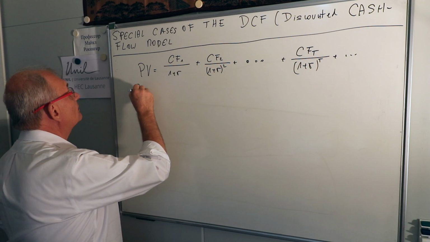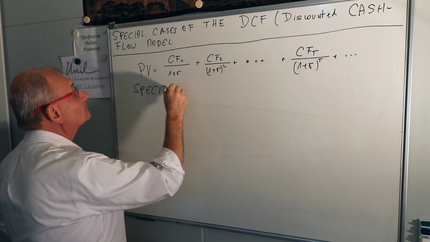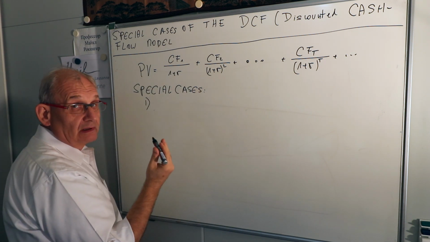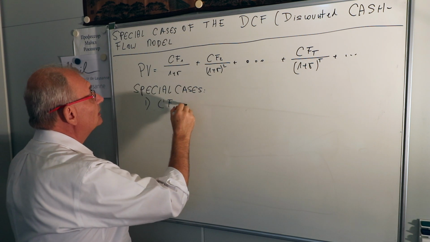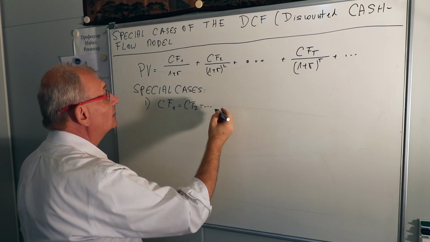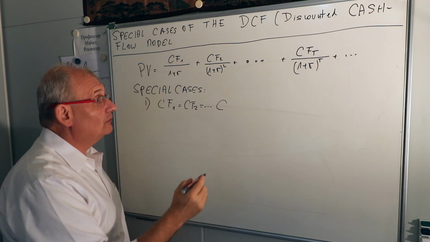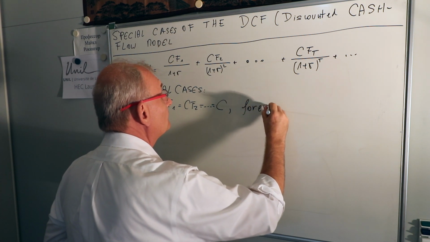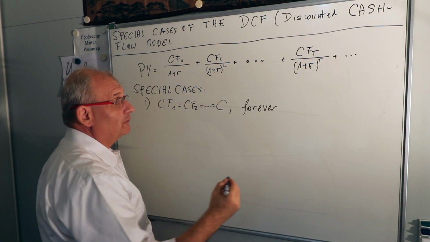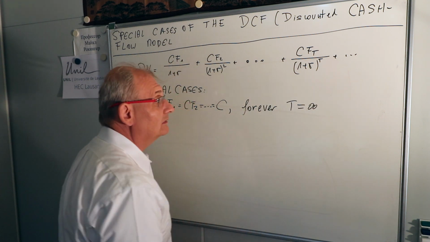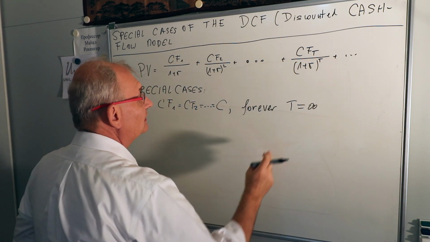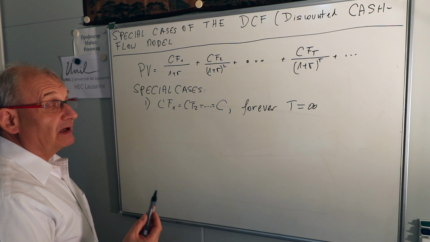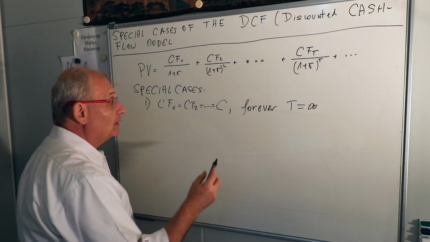So the special cases are going to be, number one, the case when the cash flow CF1 is equal to CF2 is equal to a constant number, C, and we assume that it's going to be equal to C forever. This is going to be the time horizon. You can express this by saying that in this case you're going to have t is equal to infinity. So this little symbol here, the double zeros, represents infinity. This is going to be called in terms of formula the perpetuity.